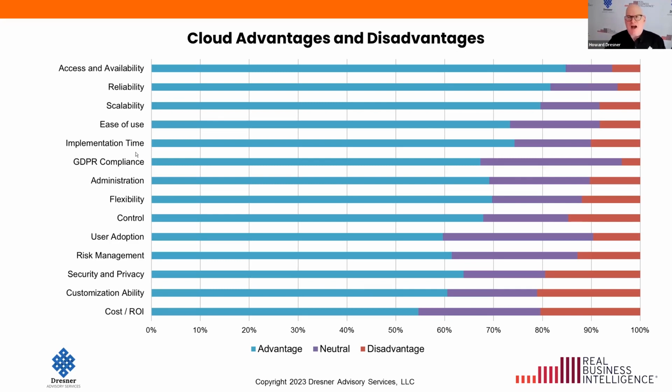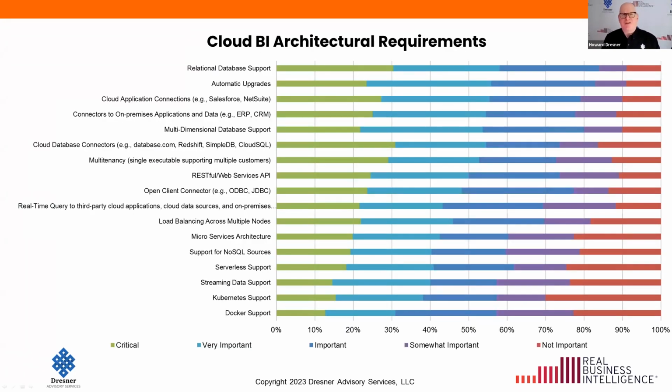In terms of architectural requirements, most of these are not really a surprise, and we just look at the top ones. Obviously, relational database support looms large. We have a lot of data, both on-prem and up in the cloud, stored in relational types of databases, mostly transactional databases. So we need access to all that stuff.